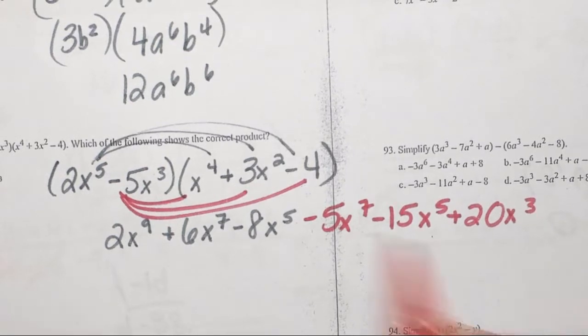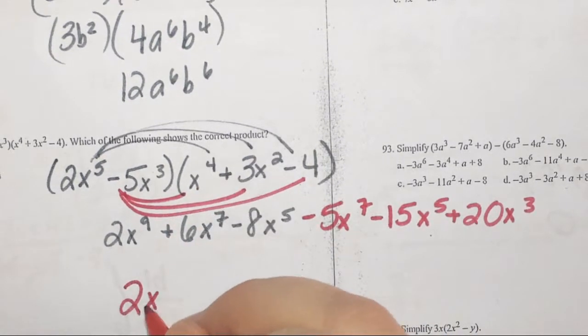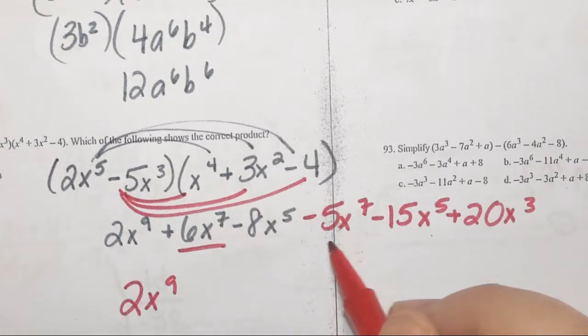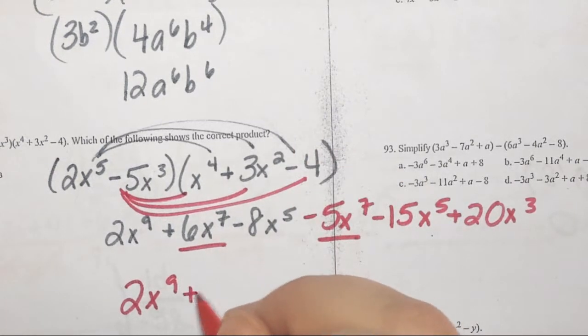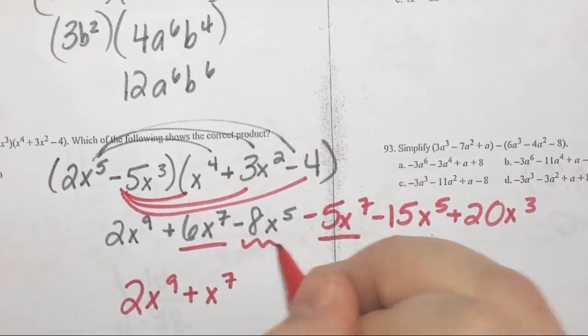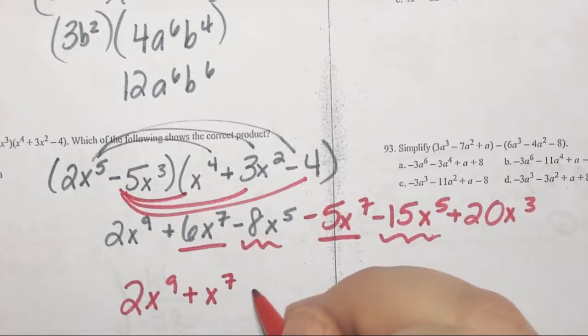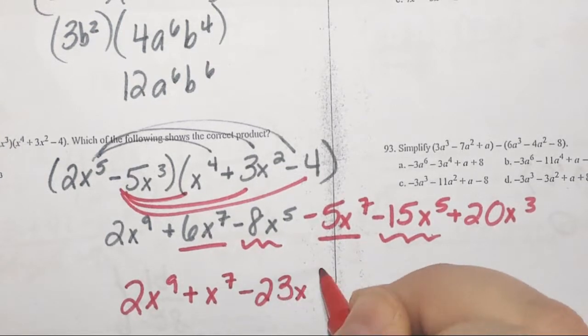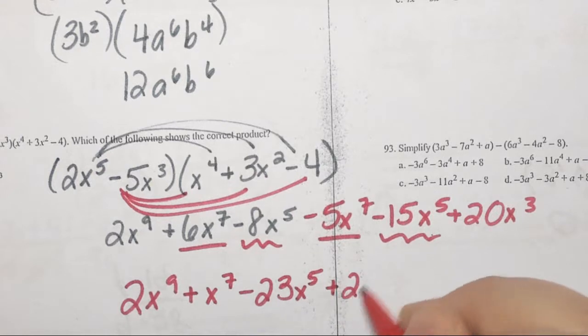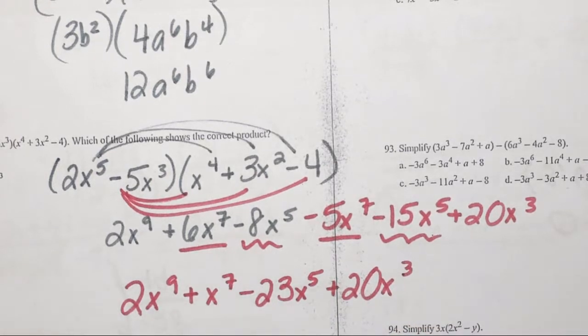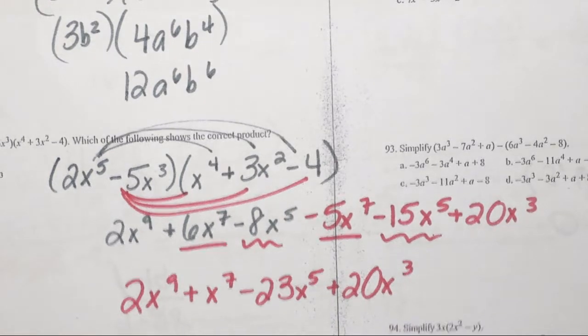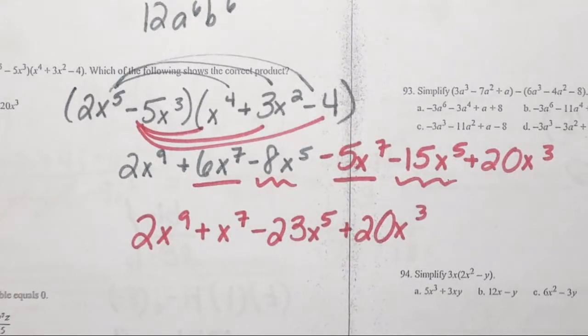If I start combining my like terms, I've got 2x to the 9th for sure. This 7 and that 7 end up making just a plus x to the 7th. Negative 8, negative 15, you get a negative 23x to the 5th. And then 20x to the 3rd is left over. That was genius, Paige. You got an extra point. That took a little longer than I anticipated.